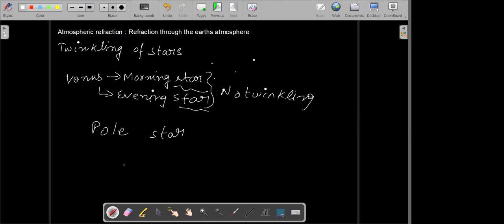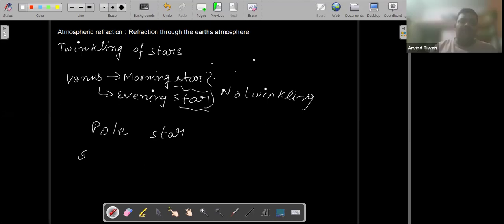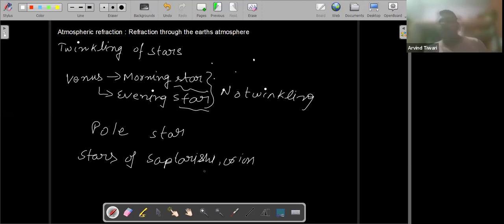Yes, sir. Okay. The pole star, or if you observe the stars of Saptarishi, if you observe the stars of Orion, they appear twinkling. The pole star appears twinkling, but this morning star, Venus, doesn't appear to twinkle. Can anyone say?